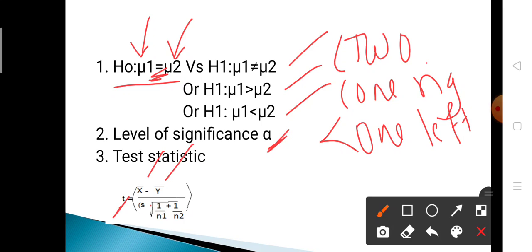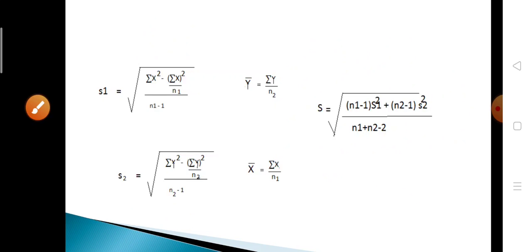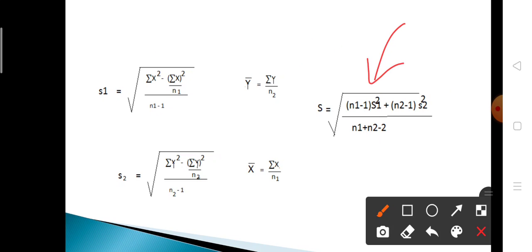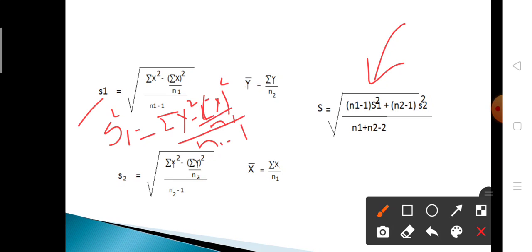Then how to calculate S? Let's see. First of all, calculate S1 square and S2 square, because for finding the value of S we need the values of S1 square and S2 square. How to calculate S1? The formula is the square root of summation x square minus summation x bracket square upon n, whole divided by n1 minus 1. Then what is S1 square? S1 square is nothing but the quantity without the square root, that means summation x square minus summation x bracket square divided by n1, whole divided by n1 minus 1. Same for S2 square, just replace x by y.